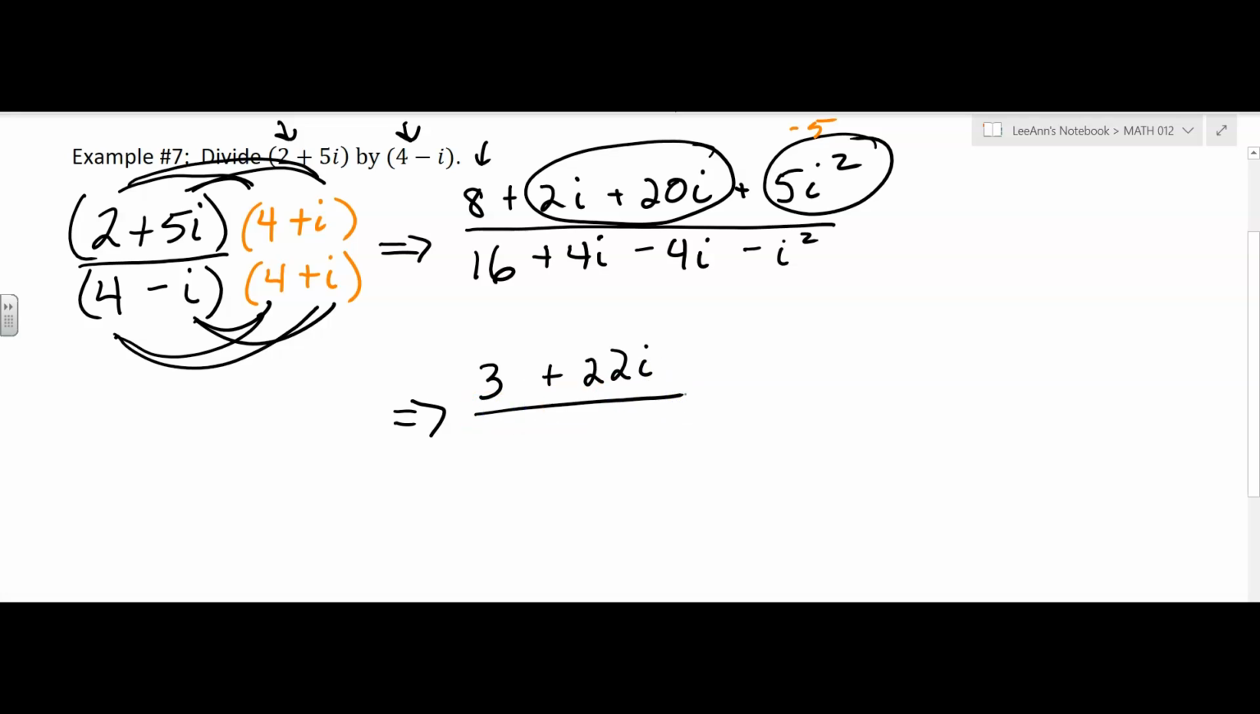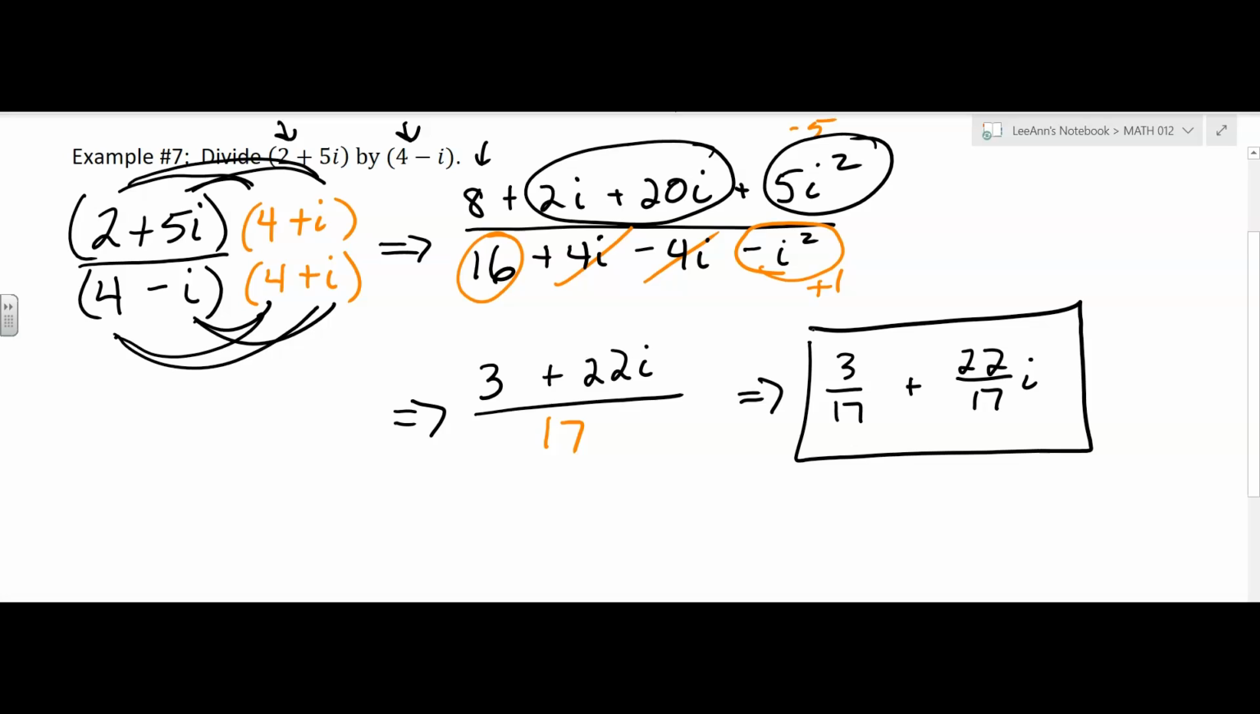Now, in the denominator, I'm going to have the 16, and then this minus i squared is actually going to become plus 1. So I'm going to have a 17 down in the denominator. The 4i and the minus 4i, those cancel out. Okay, now, there's one more thing we have to do, though. We want it written in a plus bi form. So we're going to write this as 3 over 17 plus 22 over 17i.